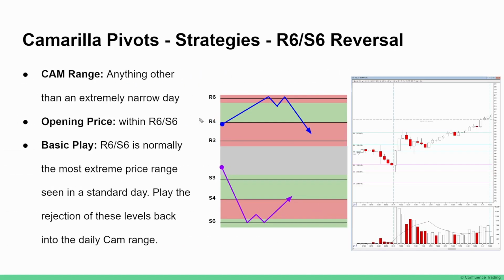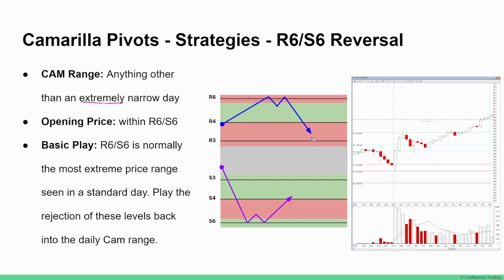The final strategy that I need you to memorize for the Camarilla pivot points, that'll be used later on in section 2 of this course, is the R6 and S6 reversal. These reversals can be played on basically anything other than an extremely narrow day in terms of the relationships of the Camarilla pivot points. You want price to open within the R6 to S6 range. You'll have it go up, touch the levels, form a reversal pattern, and then reject back down into the middle of the cam range.